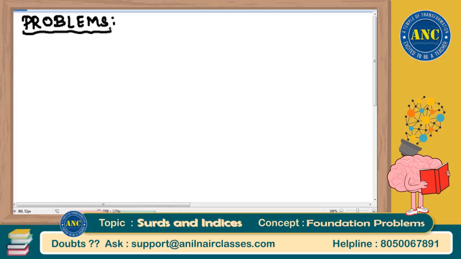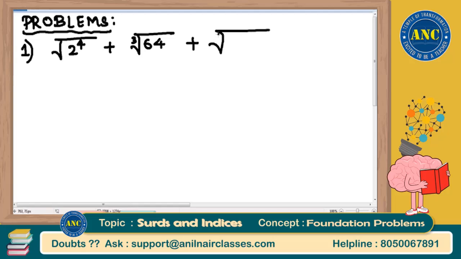Listen carefully, sir. We will start with some easy basic questions on surds and indices. First question: square root of 2 power 4, cube root of 64, fourth root of 2 power 8. I need to get this value. Find the value of this particular surd.